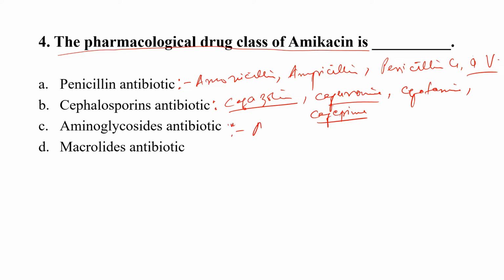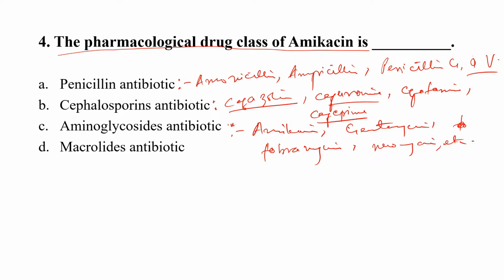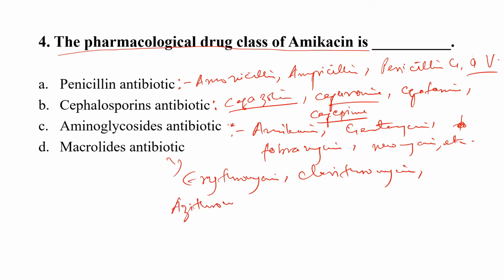Aminoglycosides are like amikacin, gentamicin, tobramycin, neomycin, etc. Macrolides are like erythromycin, clarithromycin, azithromycin, etc. So the correct option here is option C, which is aminoglycosides.